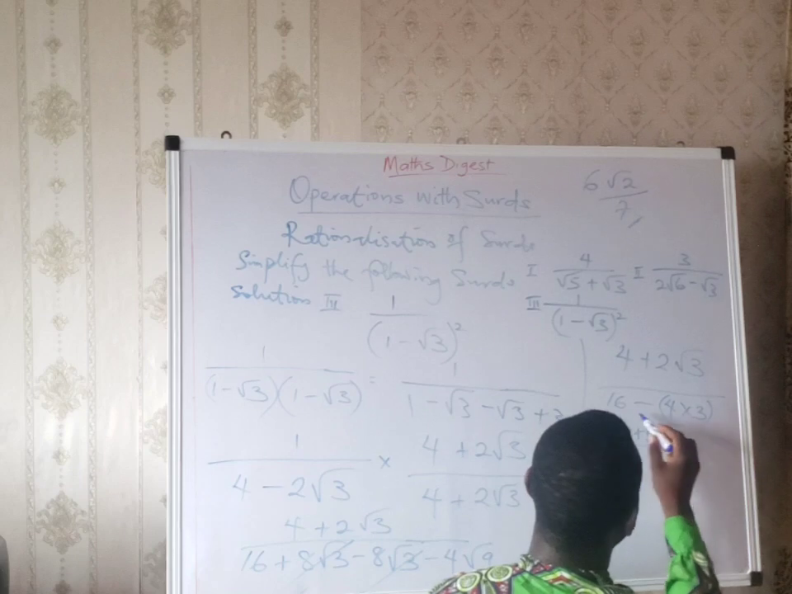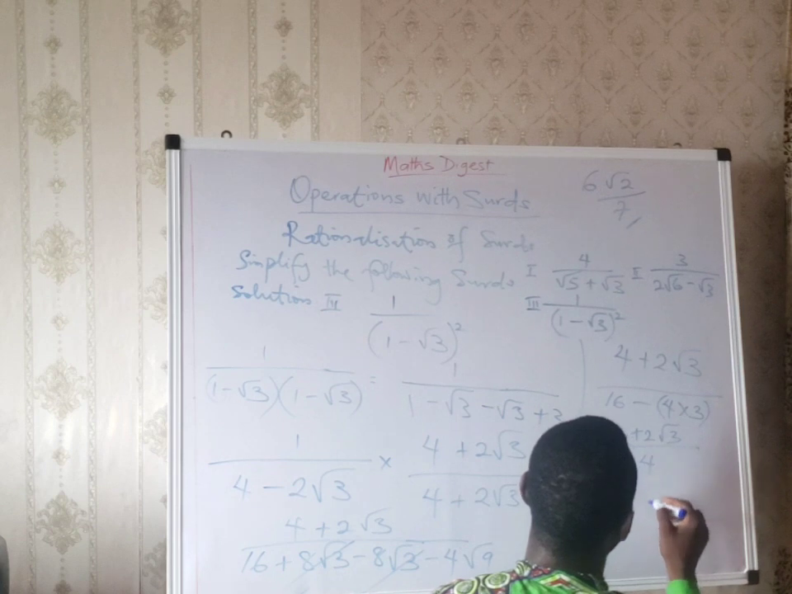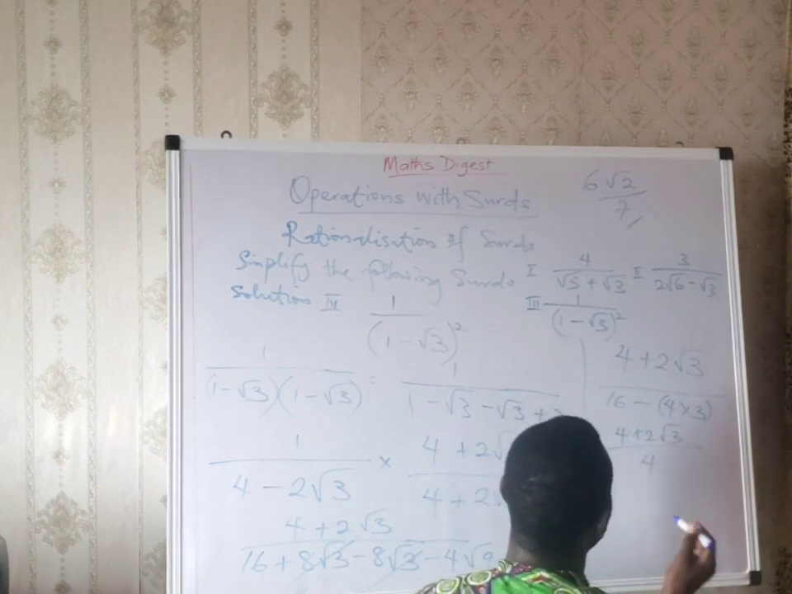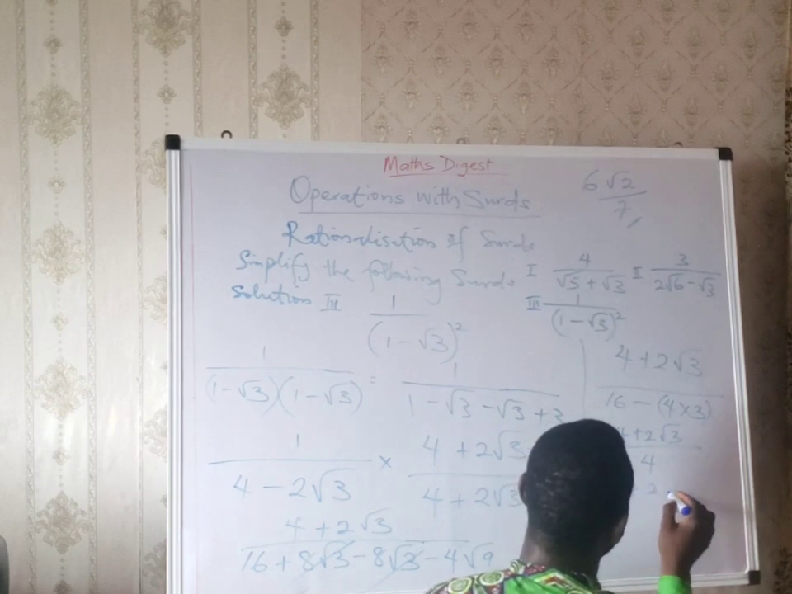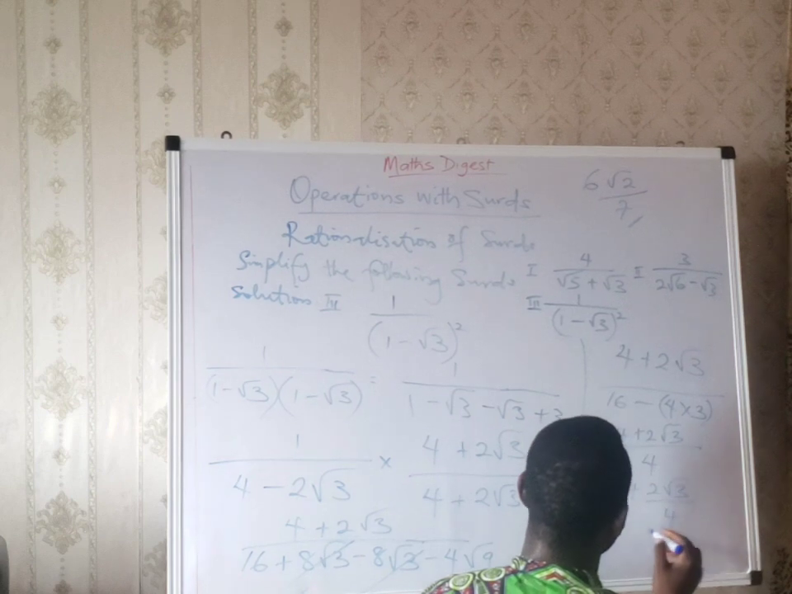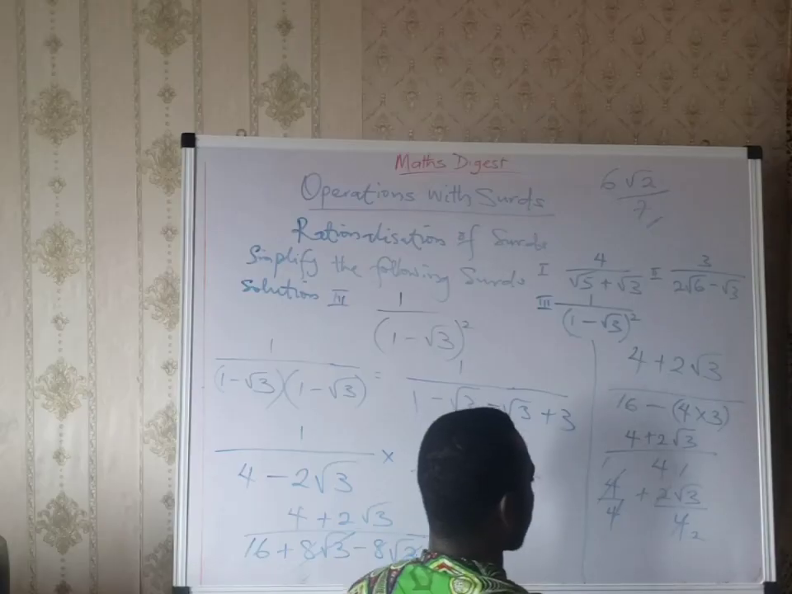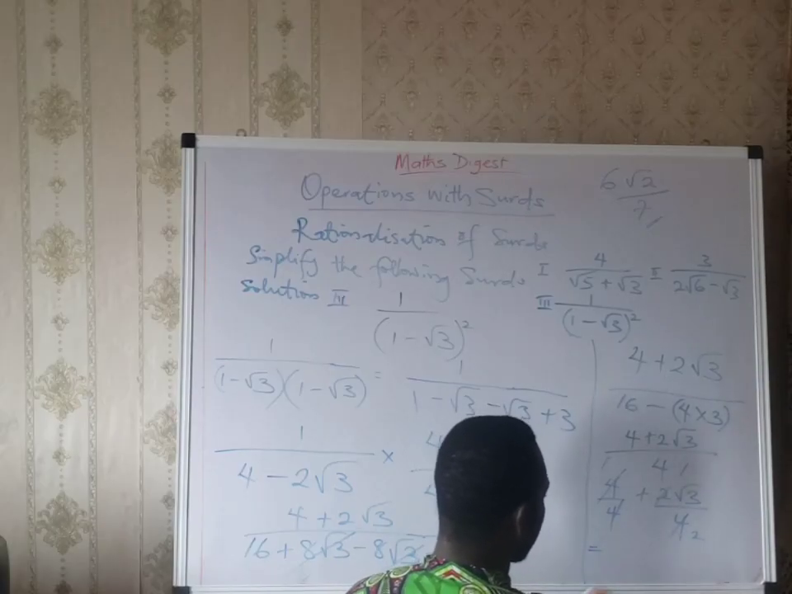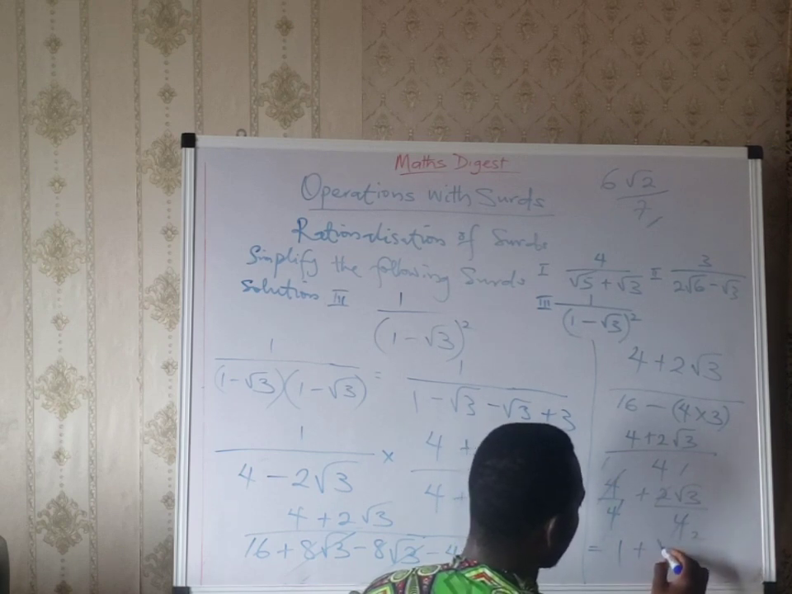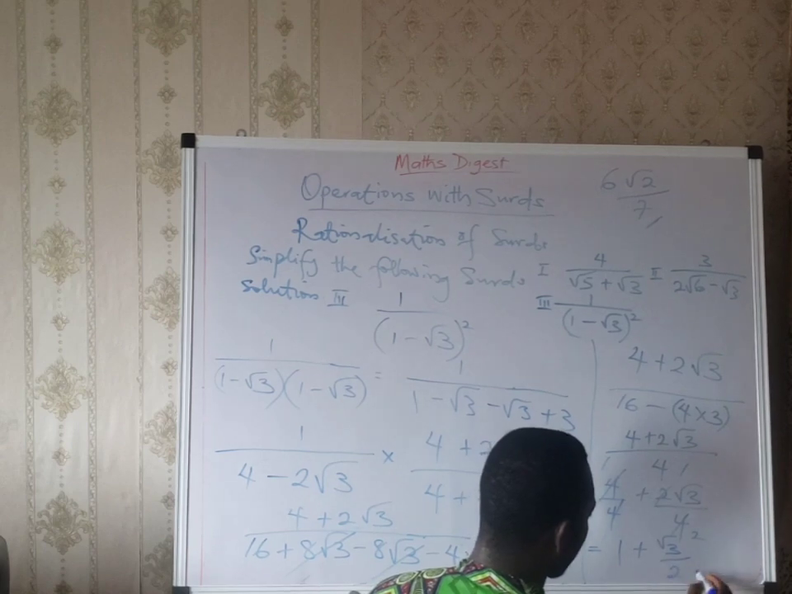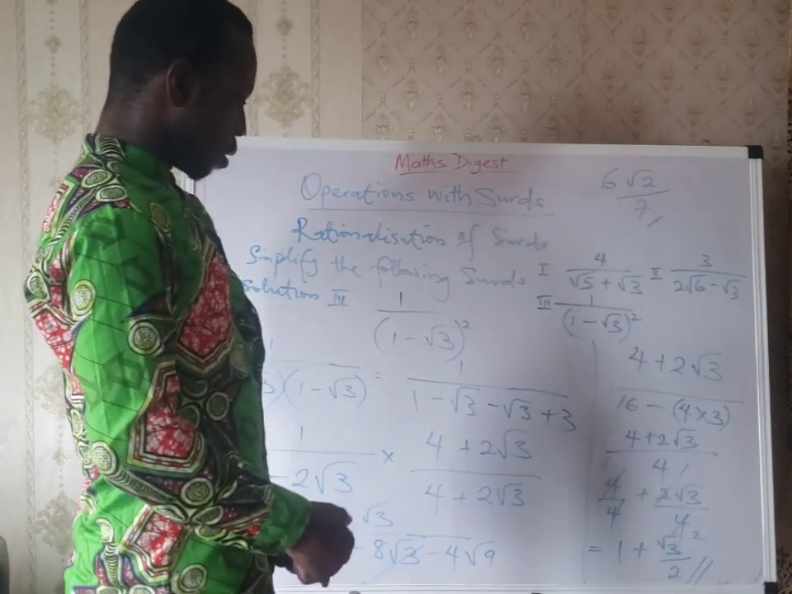Now from here we move down, we say 4 plus 2 root 3 over 4 times 3 is 12. 16 minus 12 is 4. Okay, so we have 4 here. Now distributing them, we have 4 over 4 plus 2 root 3 over 4. So here we cancel this, then 2 1 2 2. So this will give us 1 plus root 3 over 2. So this is our final answer, 1 plus root 3 over 2.